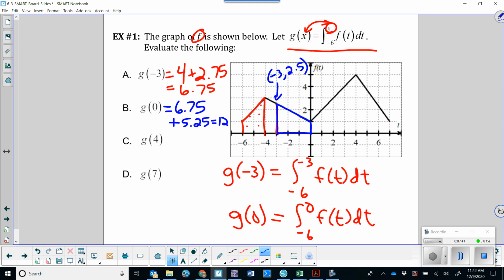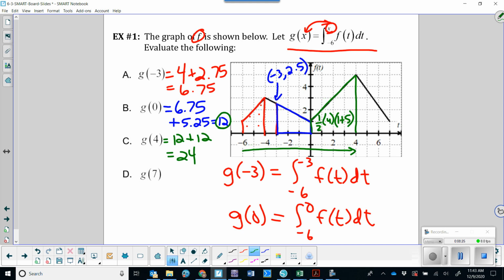Well, again, to do G of 4 means I want to add all the way from -6 to 4. Well, I've already done part of it. I've got the red and the blue I've already added, so I just have to add the green part. So that part again would be 1/2 height, which is 4, times base 1 plus base 2, which would be 1 plus 5. So that's going to be 6 times 2, which is 12. So G of 4 is going to be the previous answer of 12 from here, because that was all the way up to 0, plus the new answer of 12, so my answer is 24.